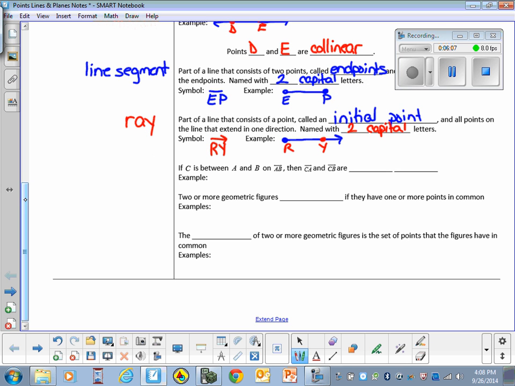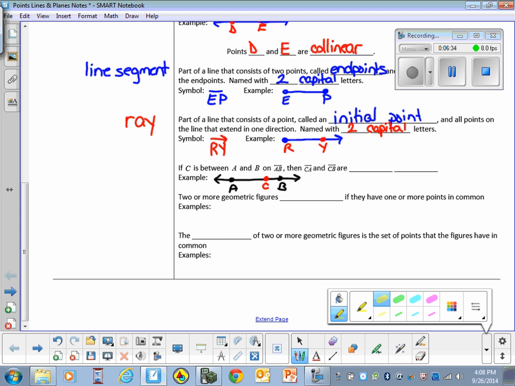The next vocabulary word is the perfect example of how if you draw things out, they make a lot more sense. Point C is between point A and B on line AB. Okay, so I need line AB, and I'm going to put C somewhere in between them. So now I have ray CA, this ray, and ray CB, this ray.